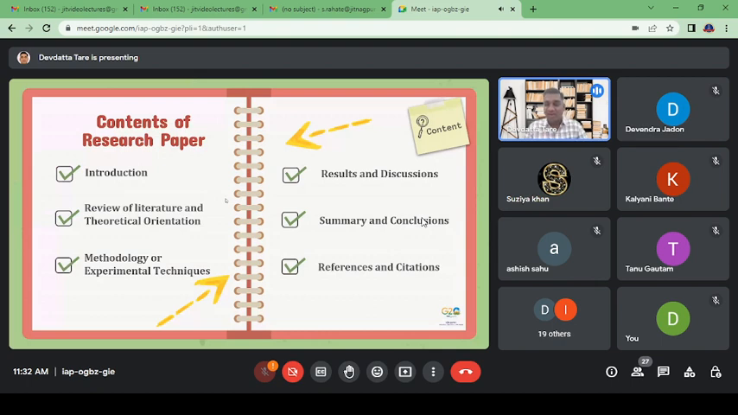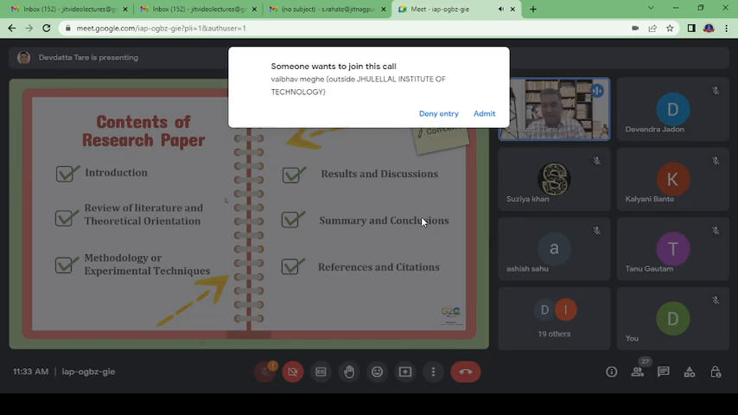And last, we have to give our references and citations. As I said, we are not divine souls that some idea will come. We will read some books. We will cite some already used terms, so you have to give a mention. So these are the contents which are always there in a research paper: introduction, review of literature, theoretical orientation, methodology, results and discussions, summary and conclusions, references and citations. I have circulated a Word file with the organizers which has detailed information about these things, so they may give it to you. It has a detailed discussion about these contents.